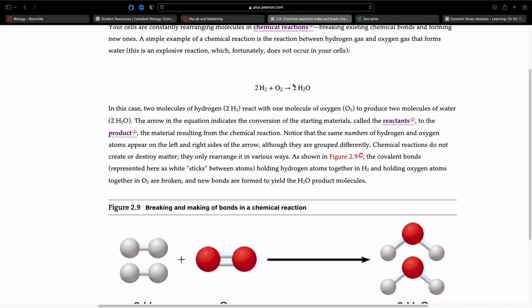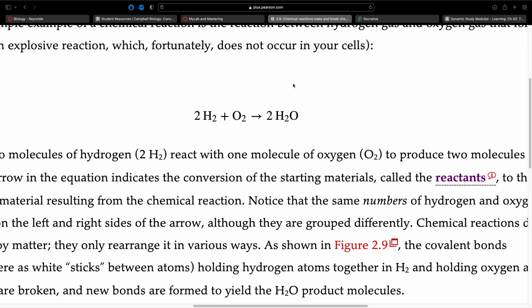This is called a chemical formula. There's an arrow in the middle, and this reads like an English sentence. 2 hydrogen molecules plus 2 oxygen molecules yields 2 water molecules. And you heard me say the word yields when I got to the arrow. So on the left side of the arrow, they're called reactants. They react together. And on the right-hand side of the arrow, these are products, things that are made.